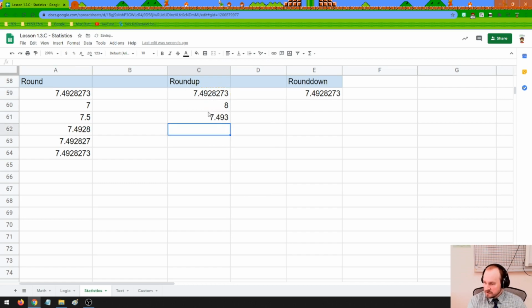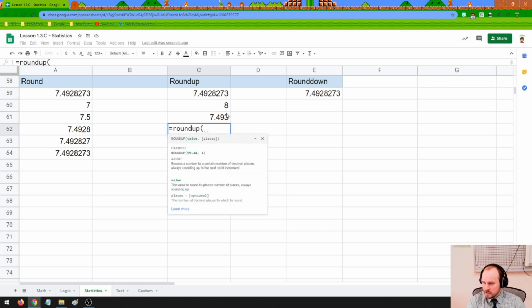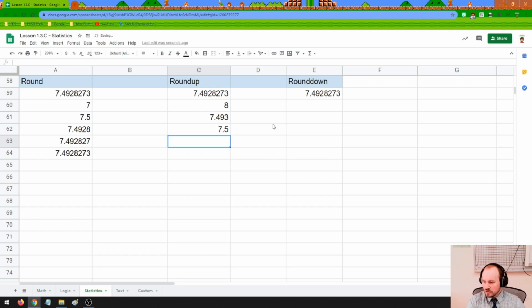All right, we get 7.493 when we went 3 decimal places. Okay. What if we wanted to go 2 decimal places, like on here, where it gave us 7.5, right? Let's see what happens. 7.49, so we're going to do equals, round up, parentheses, this value, comma, 2 decimal places. It also gave us 7.5. So we can specify just how many decimal places we care about on here.